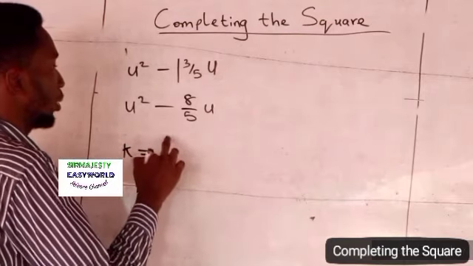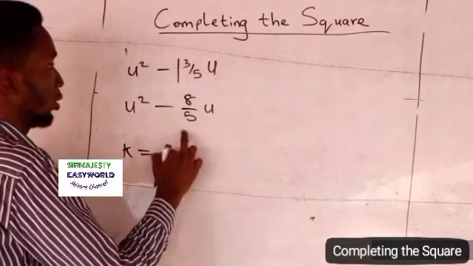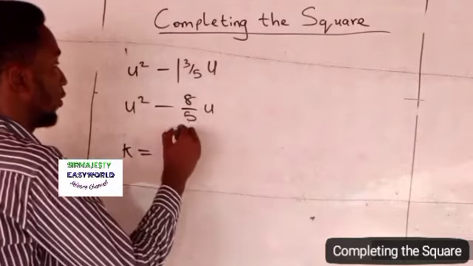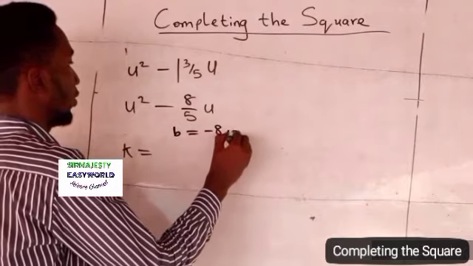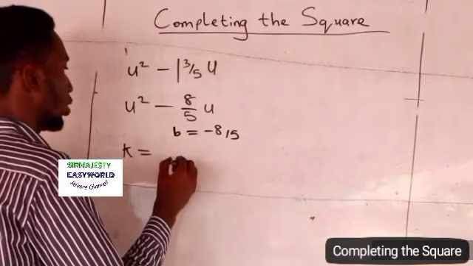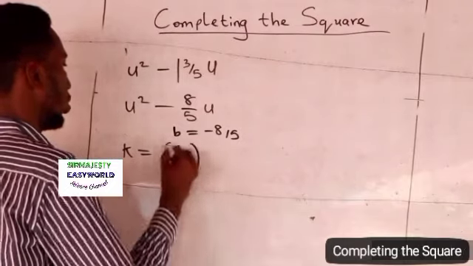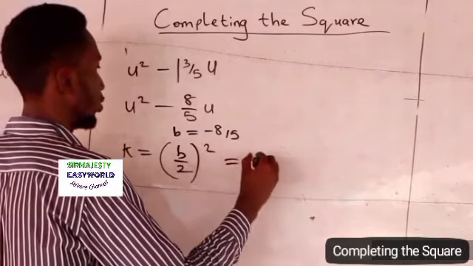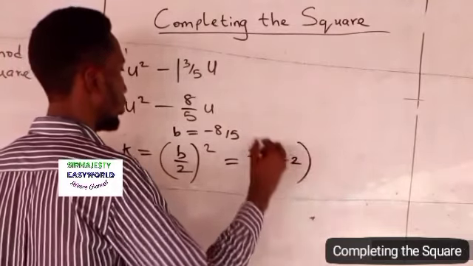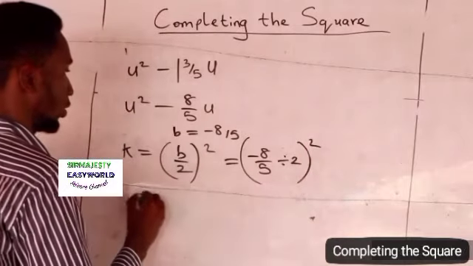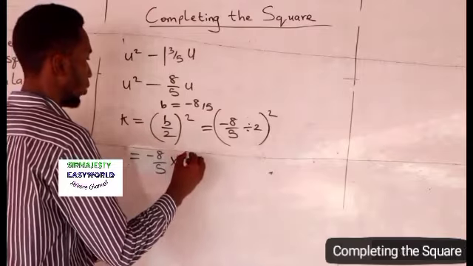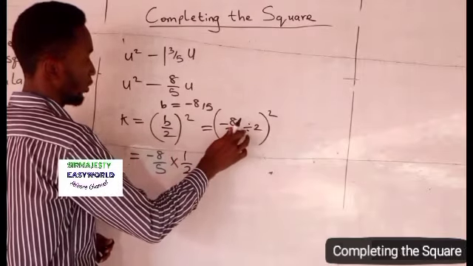So k is equal to b all over 2, all squared. So our b in this case is minus 8 over 5, because b is the coefficient of u. So k is equal to b all over 2 all squared, which is equal to minus 8 over 5 divided by 2, close bracket, squared, which is the same thing as minus 8 over 5 multiplied by 1 over 2, because we have division.